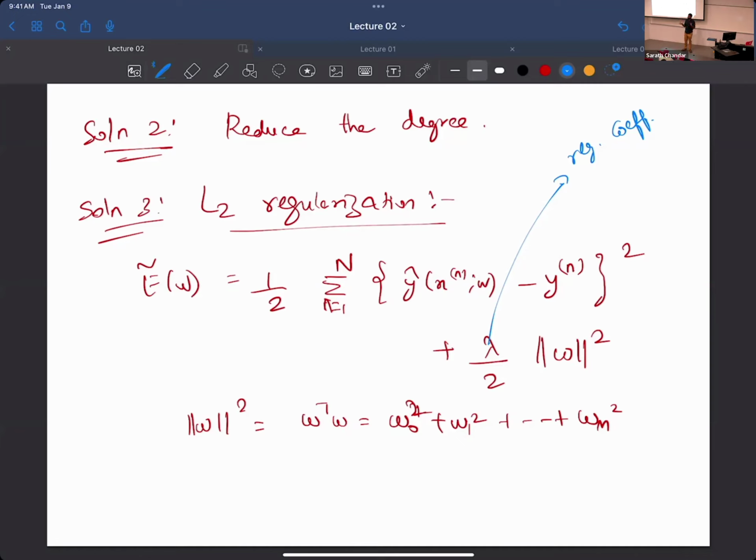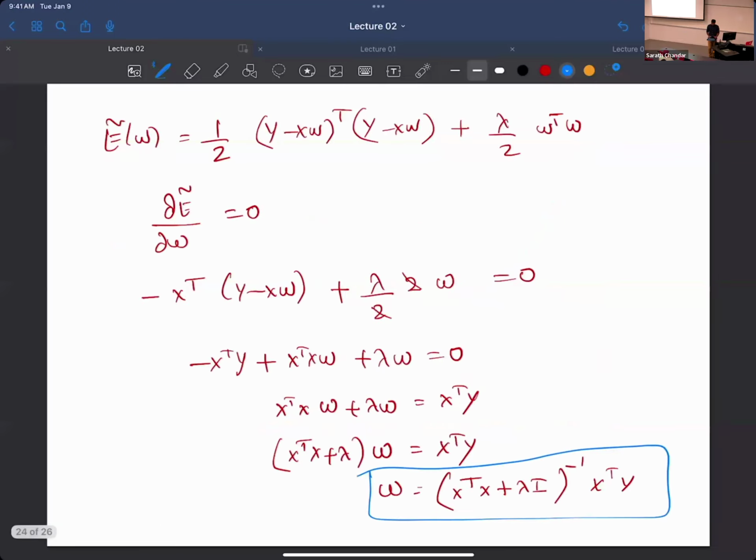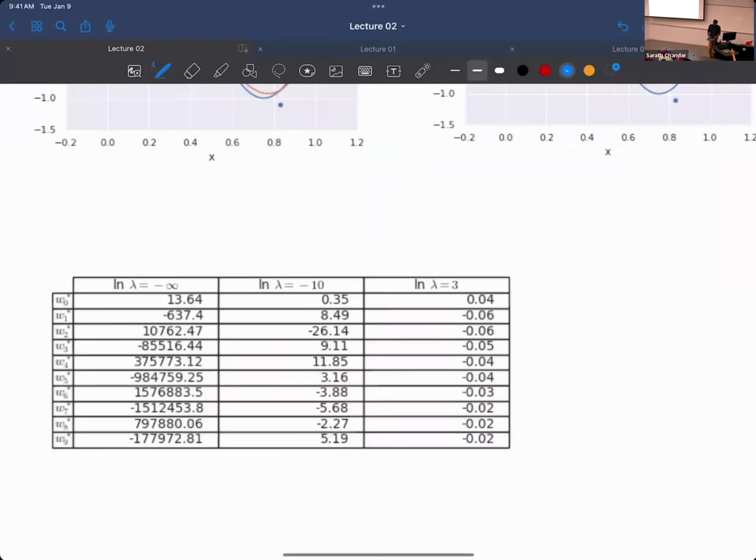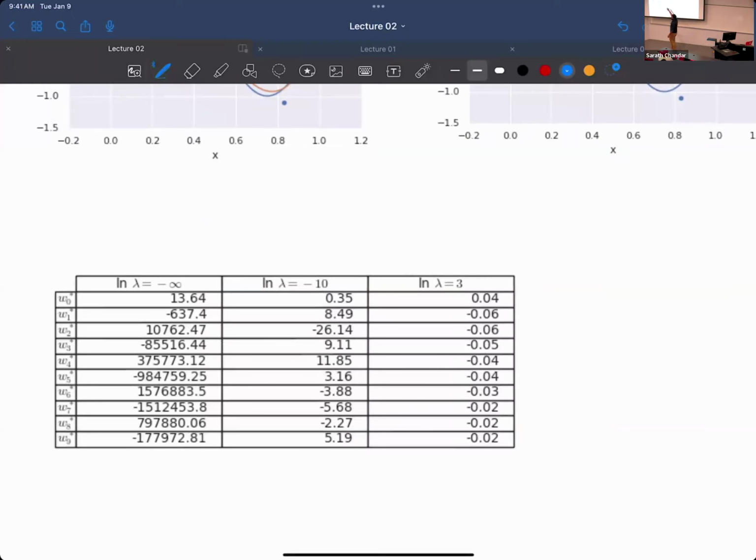That's a sweet spot, which gives me something that looks like a sine function. Is that clear? So here you see, when ln lambda is minus infinity, which means lambda is 0, you see overfitting happening. When lambda is very high, you see the model getting close to the linear model because everything is getting close to 0. With a lambda that is in between, you get a model that looks like a 3-degree model. So with this extra regularization, I was able to recover the 3-degree model by using a 9-degree model. Is that clear?